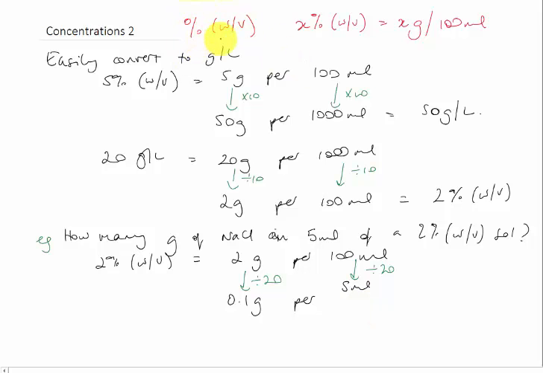Okay, so we can change this percent weight per volume, which is grams per 100 mils, to grams per litre, or grams per any other volume we fancy.